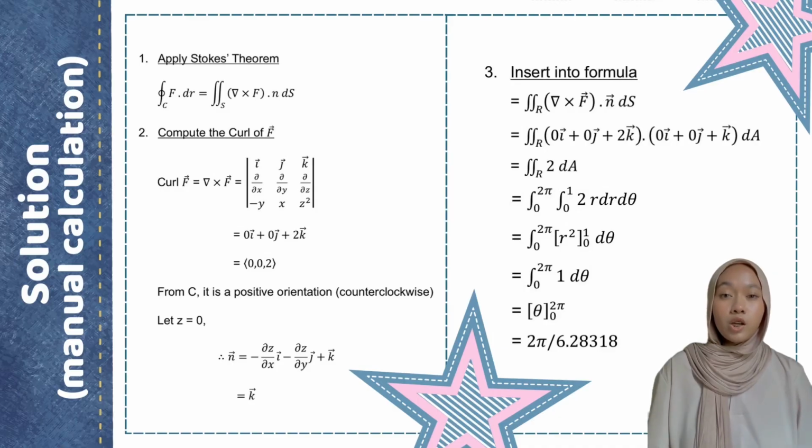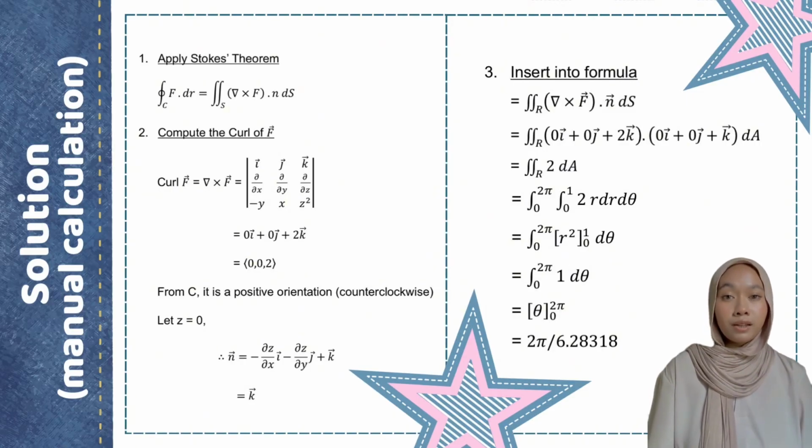To solve this, we switch to polar coordinates. The double integral becomes the integral of 2r, where r ranges from 0 to 1 and theta from 0 to 2 pi. Solving the inner integral gives 1, and then integrating with respect to theta gives us 2 pi. So the final value of the original line integral is 2 pi, which is approximately 6.2831.